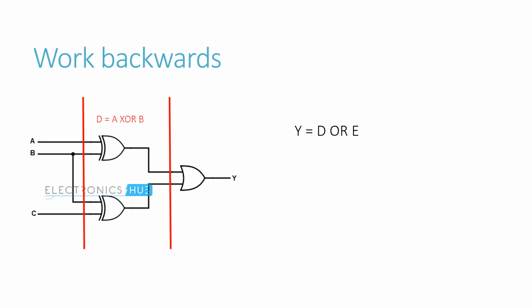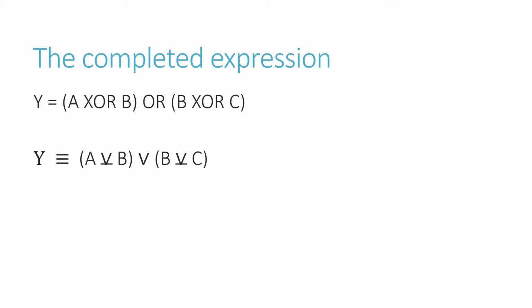So D is A XOR B, and E is B XOR C. I can see that immediately. They're XOR gates and those are the inputs to the gates. So let's go back to our expression and put that in. Our expression now consists entirely of A, B and C, which are our inputs. So I'm finished. I've finished that task. And I can also write it using Boolean algebra, and that's the answer to that exercise.